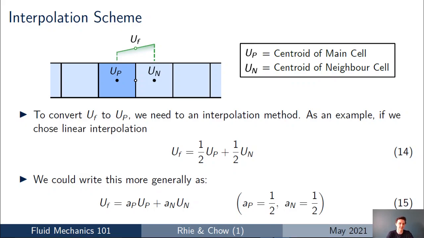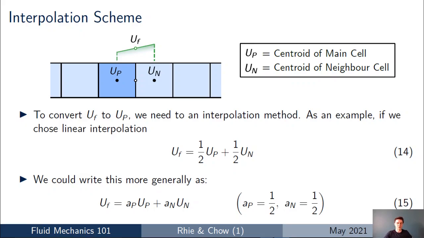We're doing exactly the same thing here. But for our example, if we were to choose linear interpolation, or central differencing as it's often called, then we could write UF is just half the value of UP, that's the centroid on the left, and add half the value of UN, that would be the centroid on the right. And we could write this more generally, as you can see there in equation 15.